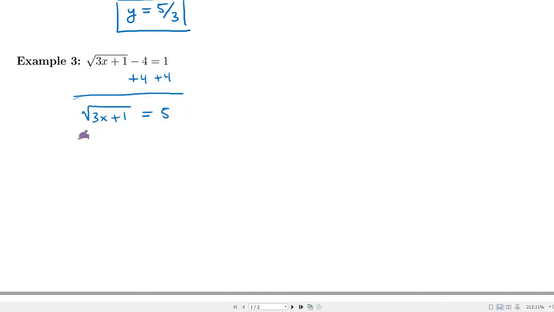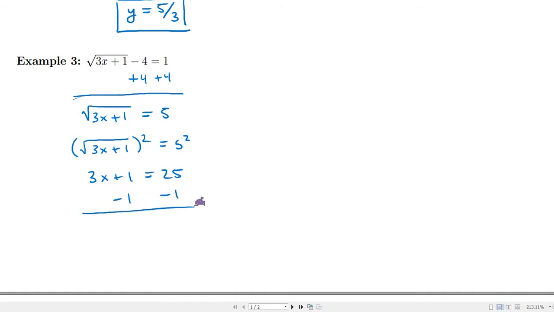And then now we will square both sides. So the square of this is equal to the square of this. And then we'll have 3x plus 1 is equal to 25. And then now we will solve this equation. So subtracting 1, we have 3x equals 24, and then now divide by 3, and we will have x is equal to 8.